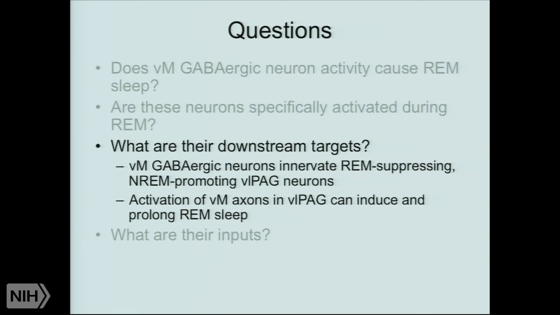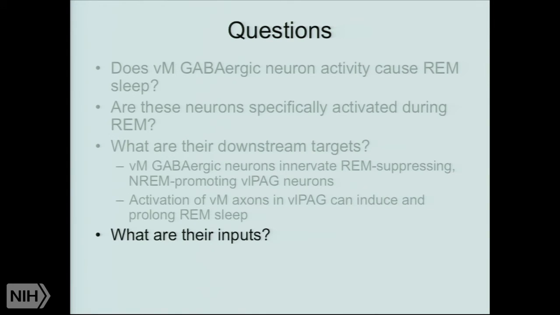So to summarize this part of the third question, we know that the VM GABAergic neurons innervate the REM-suppressing VL-PAG neurons, and even just activating the axon terminals of VM neurons can induce and prolong REM sleep. So we think that the VL-PAG is an important postsynaptic target. It may not be the only one, but we think it's a very important one. And of course, this is only the beginning, and we're chasing down the other potential downstream targets.